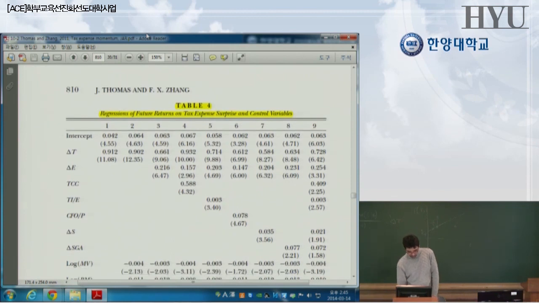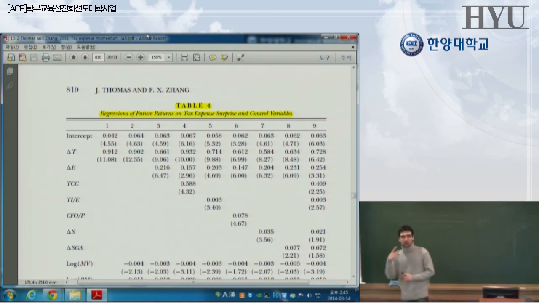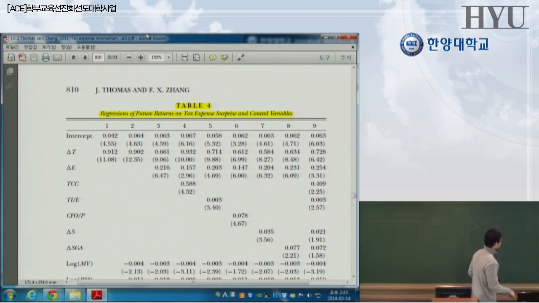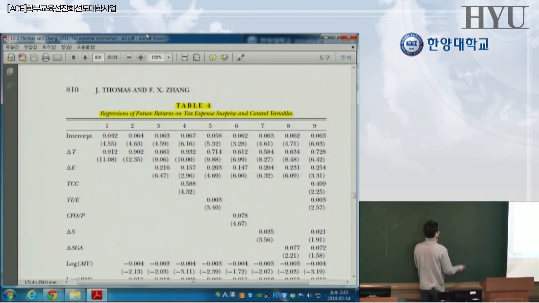다음 테이블 4를 보면, 아까는 돈 버는 방식을 좀 더 또 다른 과학적인 방식으로 해본 거지. 기본적으로 y는 a 플러스 bx인데, y가 미래 리턴이고 x는 텍스 서프라이즈야. 그래서 얘가 커지면 얘가 어떻게 반응하냐. 이제까지 말을 보면 이 B가 당연히 파지티브여야겠지.